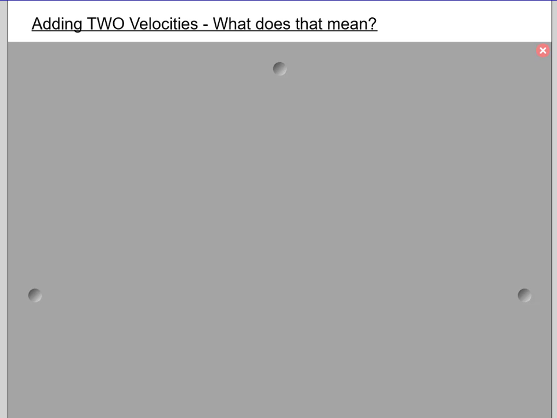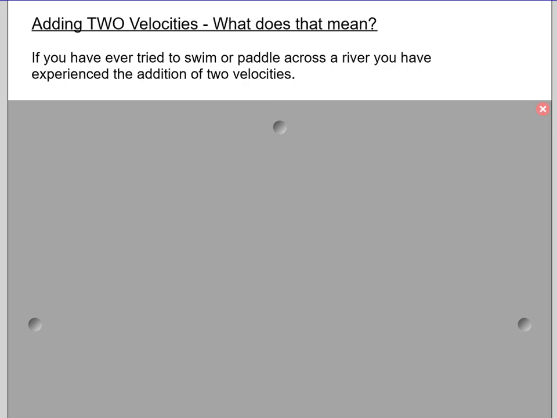Welcome back. Today we're going to continue with our two-dimensional discussion, only instead of displacements, we're going to be looking at velocity vectors in 2 dimensions. Okay, so we're going to add 2 velocities, and you've done this in your life at some point, I'm sure, but you may not have ever stopped to think about it. So if you've ever tried to swim or paddle across a river, you've experienced the addition of 2 velocities.